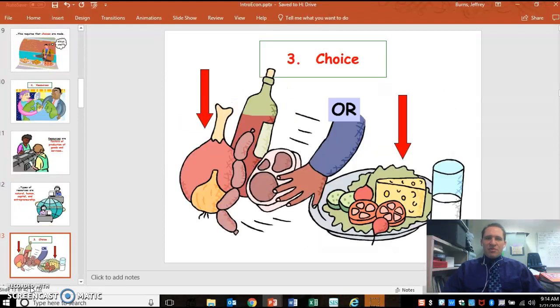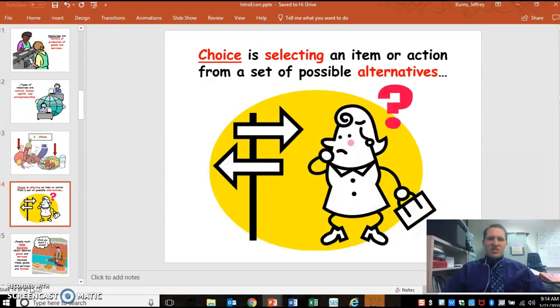Let's go down to number 3. Choice is number 3. What is choice? This or that is what you think of when you think of choice. The one you choose is your choice. The one you give up is not your choice, right? It's going to be something else. So choice is selecting from a list of possible alternatives.